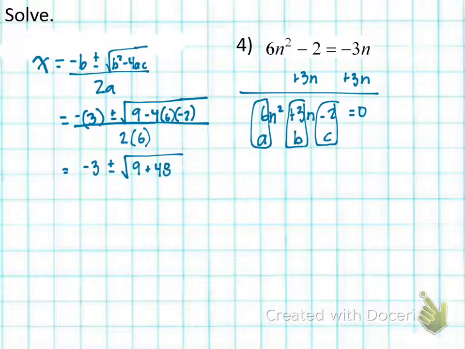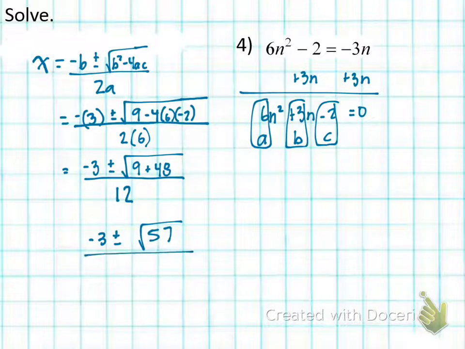All over 2a, which is 2 times 6, which is 12. Okay, finish it up. Give you about a minute to finish this one. Just a quick mistake. That's okay. This is a place to make mistakes. So we have negative 3 plus or minus rad 57 all over 12.